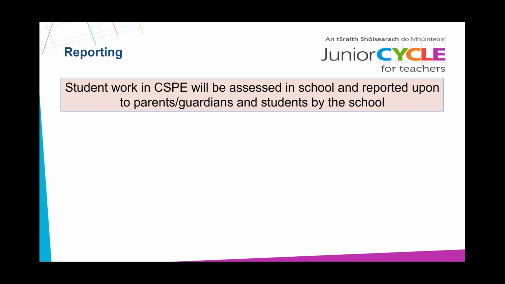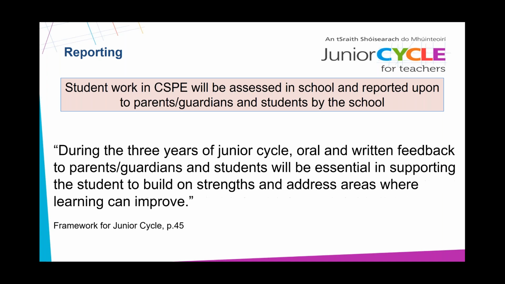And this will complement reporting on the progress of students to parents and guardians in the normal manner that we report to parents at parent-teacher meetings and through normal student feedback sessions, including the feedback after each CBA. This is supported by a quote from the Framework for Junior Cycle, which says that during the 3 years of junior cycle, oral and written feedback to parents and students will be essential in supporting the student to build on strengths and address areas where learning can improve. And this is the stuff that we do every day as teachers.